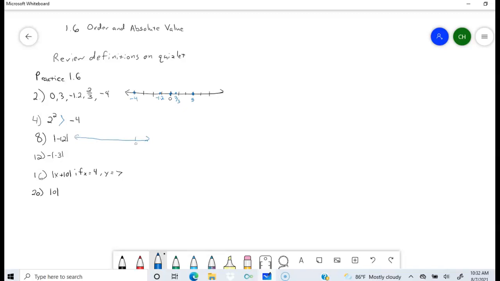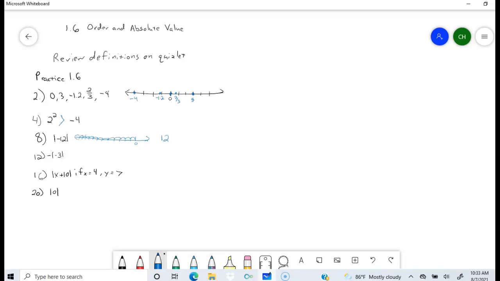I'm going to say right there, negative 1, negative 2, negative 3, negative 4, negative 5, negative 6, negative 7, negative 8, negative 9, negative 10, negative 11, negative 12. So I've got 1, 2, 3, 4, 5, 6, 7, 8, 9, 10, 11, 12. So it is 12 positions away from 0. That's why when we have a negative inside the absolute value bar, we understand we're just dropping the negative. The reason being is because it's 12 units away from 0.